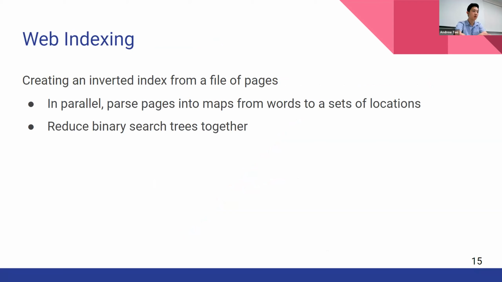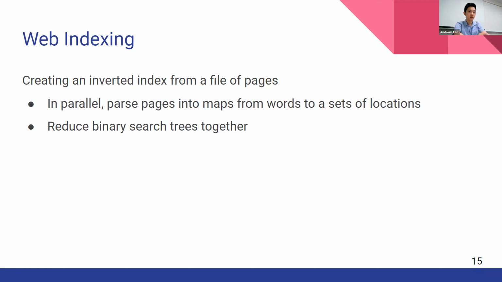Right. So now for a completely different kind of application, web indexing. What we're going to do is create an inverted index from a file of pages. And what it'll do is map words to their locations in all of our pages. So the steps are pretty simple. First, we just parse all of our pages into maps, binary search trees, which map every single word to a set of locations in the documents. And then we can actually just reduce all of our binary search trees together.